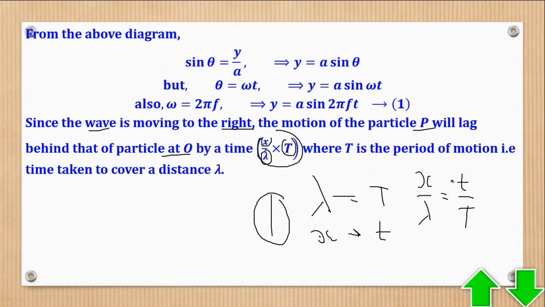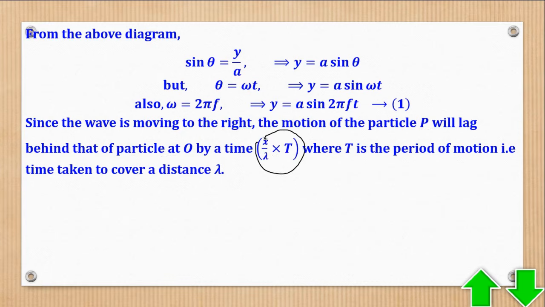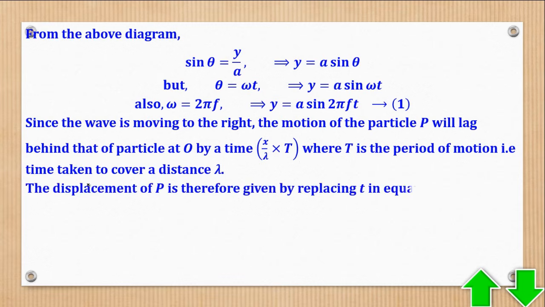Then from there I will need to make this small t the subject, to come up with x over lambda times capital T, which is what you are seeing here, where T is the period of motion. So now we shall see that the displacement of P is therefore given by replacing small t in the equation by t minus xT over lambda. Minus because they said lagging behind. If it was ahead, it would have been plus.